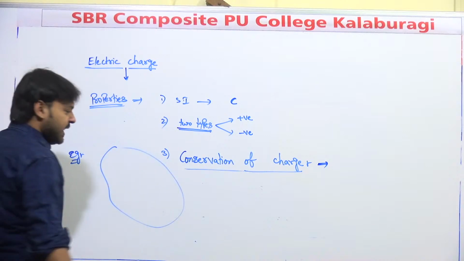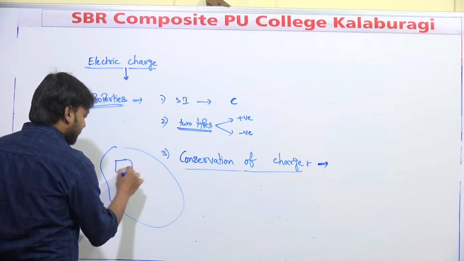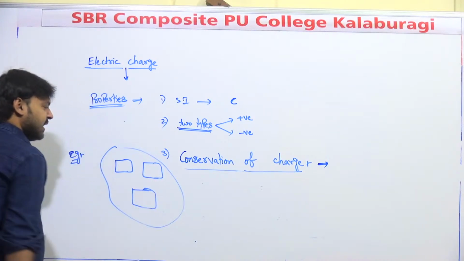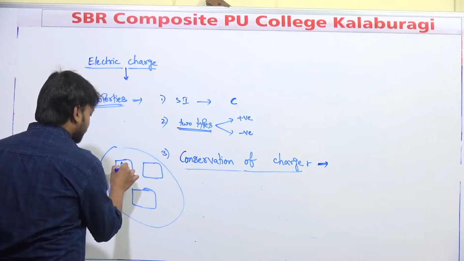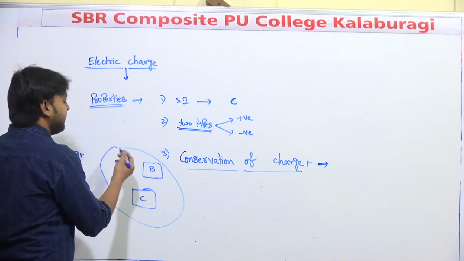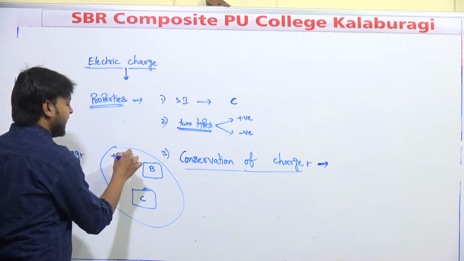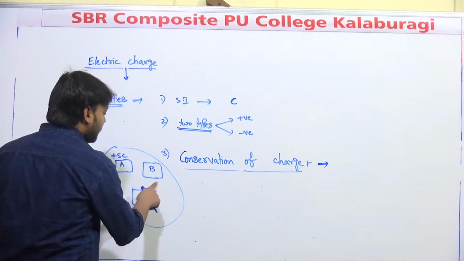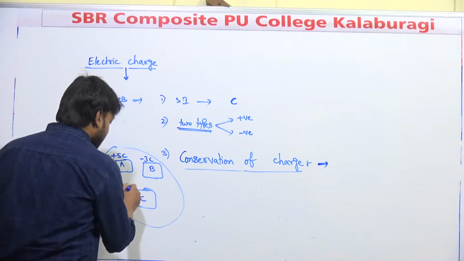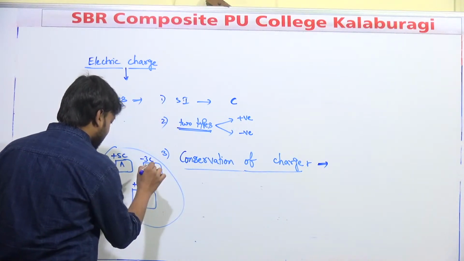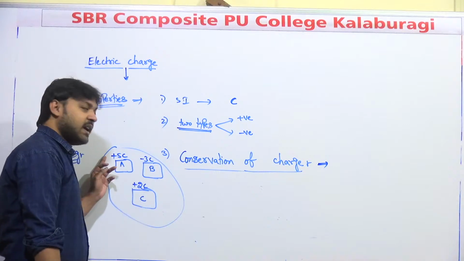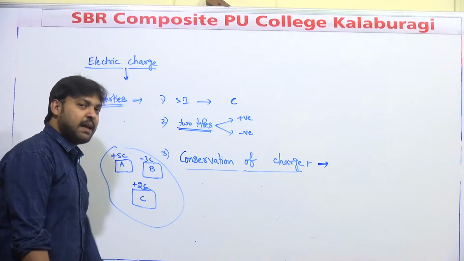Consider a system. In that system, I considered three bodies, A, B, and C. Initially, on body A, I placed plus 5 coulombs of charge. On body B, I placed minus 3 coulombs. And on body C, I placed plus 2 coulombs. These are the initial charges on the three bodies: plus 5, minus 3, and plus 2 coulombs.